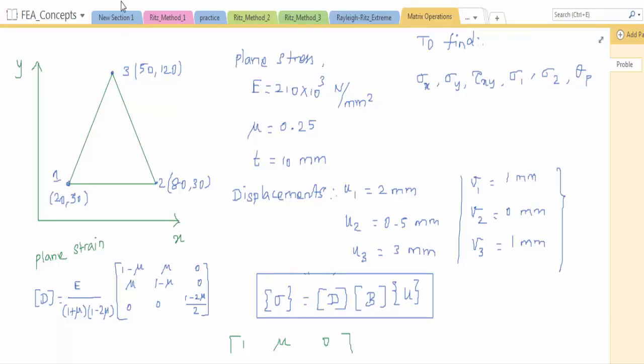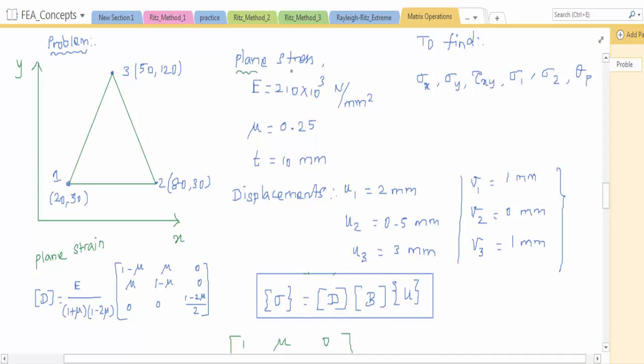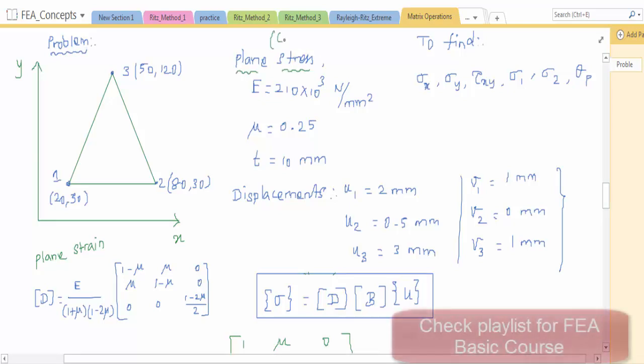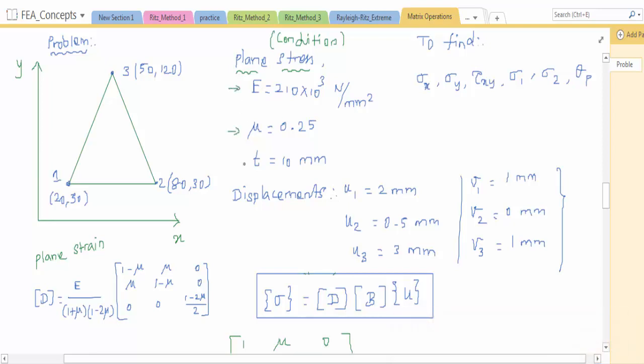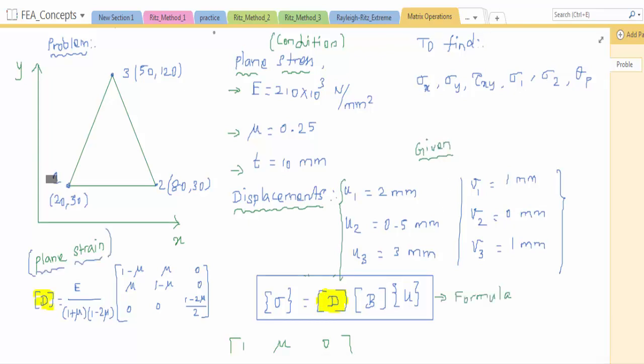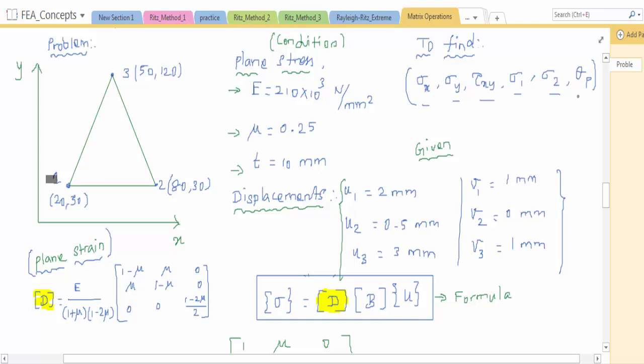Good day to all. Today we are going to see a problem with the 2D CST element. We are going to find out stresses with respect to x, y and shear stress, sigma 1, sigma 2 and principal angle. For plane stress condition, we have the material properties: Young's modulus 210 into 10 power 3, Poisson's ratio 0.25 and thickness 10 mm. The displacements u1 v1, u2 v2, u3 v3 are also given. So we have to find out the stresses sigma x, sigma y, tau xy, sigma 1, sigma 2 and theta p.